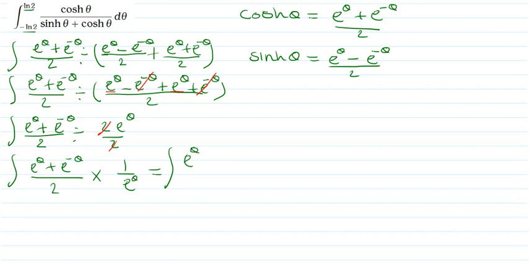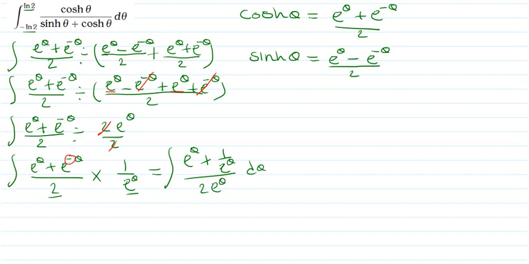So we notice that this e to the power theta, it's a negative, so we can say it's 1 over e to the power theta, then everything over, when you multiply this e to the power theta by 2, you get 2 e to the power theta d theta.